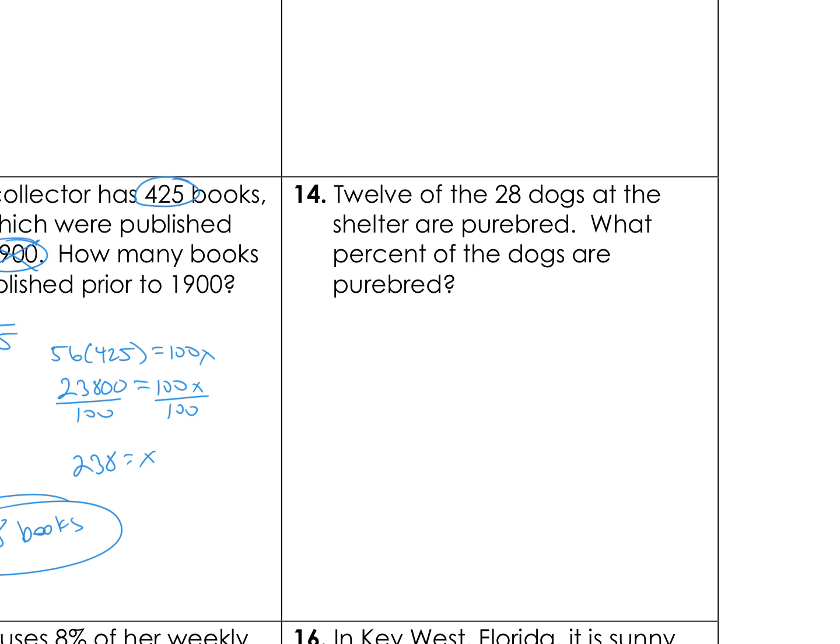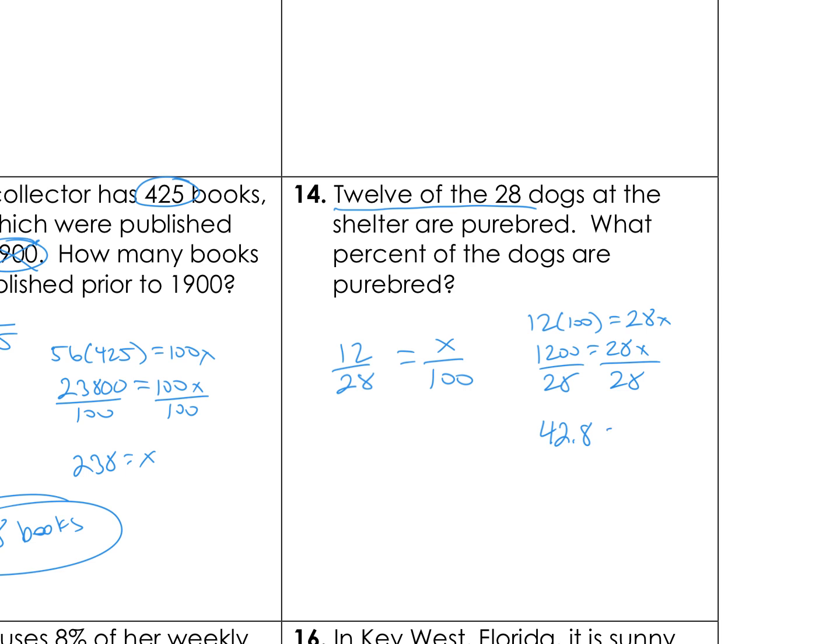All right, since it says 12 of the 28 dogs, we know it's 12 out of 28, and it's asking for the percent, so it's going to be x out of 100. So we have 12 times 100 is equal to 28x. So 1200 is 28x. We're going to divide by 28 again. And then 1200 divided by 28 ends up being 42.8 is our x. And since it's asking what percent, our answer is going to be 42.8%.